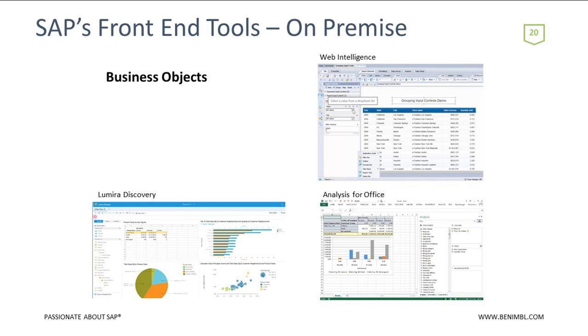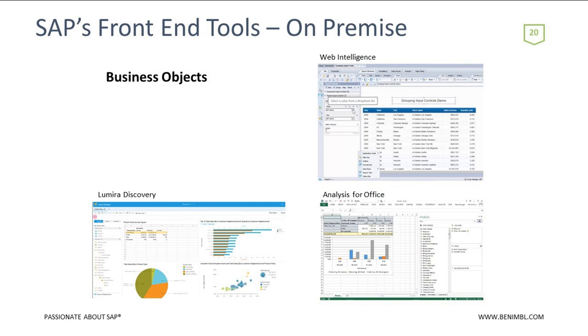So in terms of the on-premise tools, we have Web Intelligence here on the right, Analysis for Office, which is your ad hoc reporting. It looks like Excel. You've got pretty much a pivot table on steroids with your data coming out of either your data warehouse or S4. Many of the financial users really like to use Analysis for Office just because it's in Excel and then they can manipulate the data as they please.